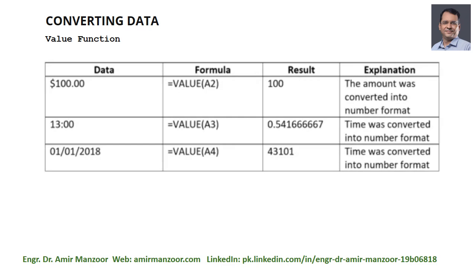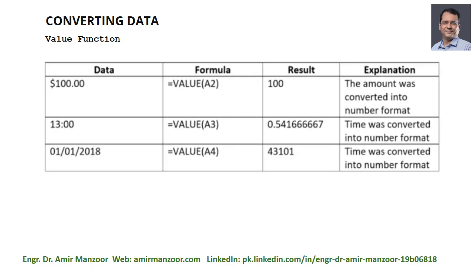Now, if you look at the slide, I have shown you multiple examples of how the VALUE function actually works. On the left-hand side, under the data column, you will see various values such as $100, 1300, 2018. And in the formula column, I show you the formula that you will apply that will produce the results in the result column. So for example, if we assume that this $100.00 is stored in cell A2 of an Excel worksheet, and we type this formula =VALUE(A2) in another cell, then we will get the result 100.